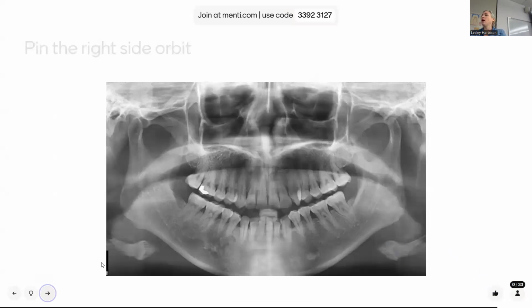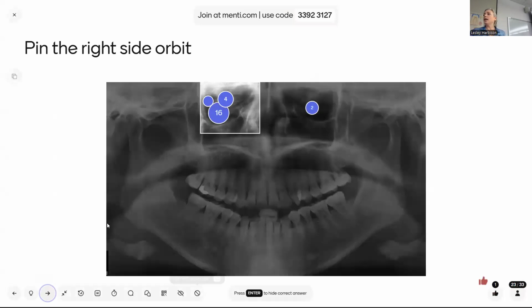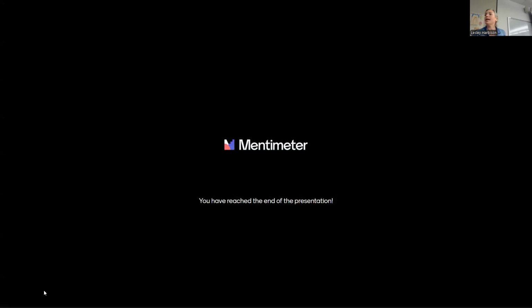Good job there. And where is the orbit? The right orbit. Someone's always got to be a rebel doing the left. Yes. Okay. We're essentially out of time. So yes, that's your orbit. Don't get it confused with your sinus. I'm going to sneeze. Thank you. Okay. I think that might have been the last one. Let me see. Yes, that was the last one.